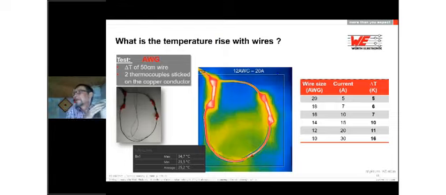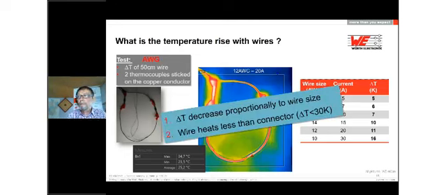If we have an AWG20, we have a delta T of 5 Kelvin on the cable. If we use AWG12, with our example here with the 20 amps, we have a delta T of 11 Kelvin. So the cable warms around 11 Kelvin, but the connector can warm around 30 Kelvin. That means the cable pulls the heat out of the connector. Delta T increases proportionally to the wire size, and the wire heats less than the connector. It always has to be below the connector. The connector is allowed to heat to 30 Kelvin.